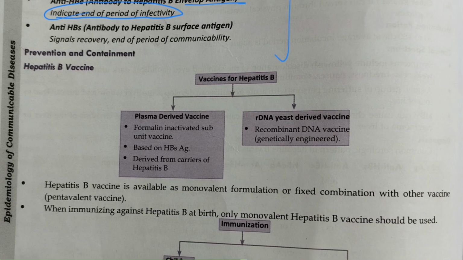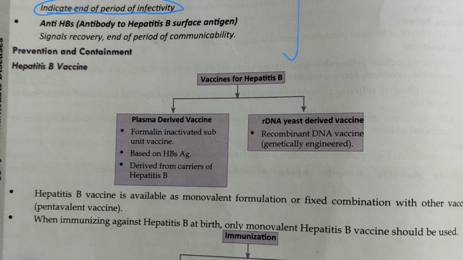Now anti-HBs, antibody to surface antigen, signals end of period of communicability. So when anti-HBs appears, the transmission does not occur.